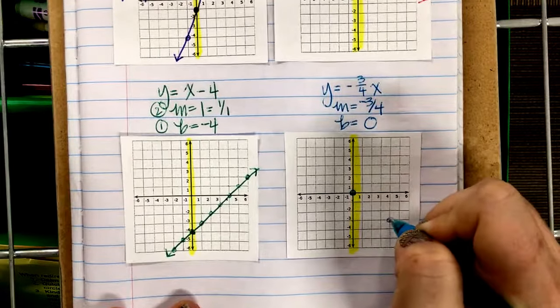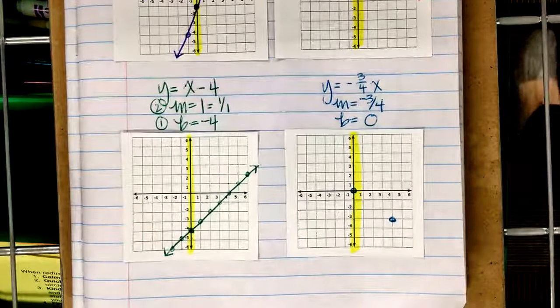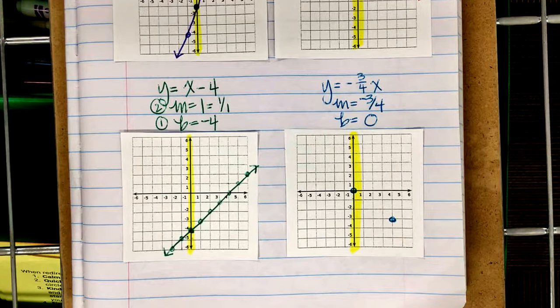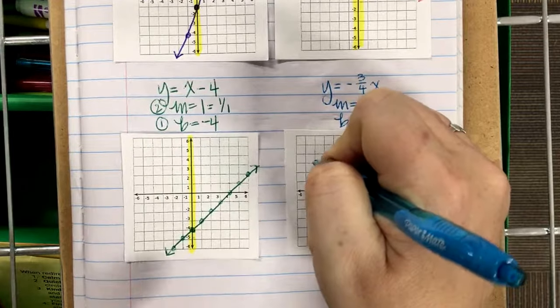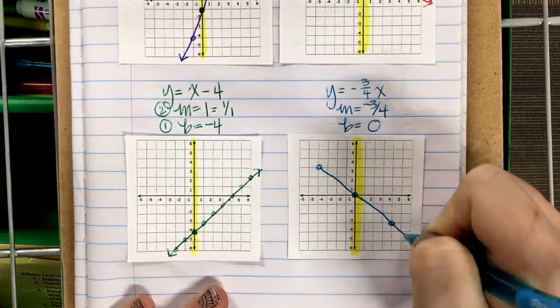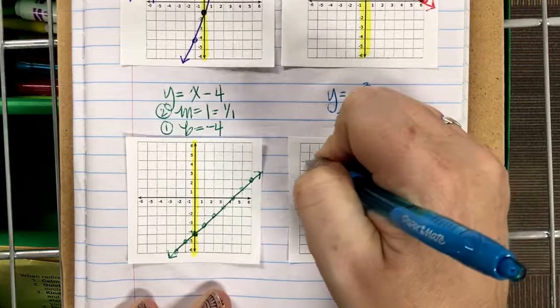-3 over 4. Can I only fit 2 dots? I can fit one more. How do I fit one more? Up 3 and backward 4. And that's graphing slope intercept form. Your line should go all the way through the graph.